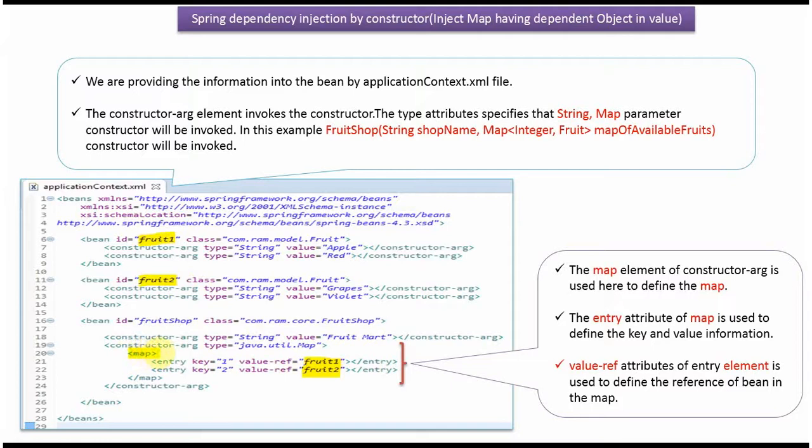The map element is used to define the map, and the entry element is used to define key and value information. The type attributes specify String and Map. So in this example, this constructor which accepts String and Map will be called by the Spring container, and it will set shop name and map of available fruits.